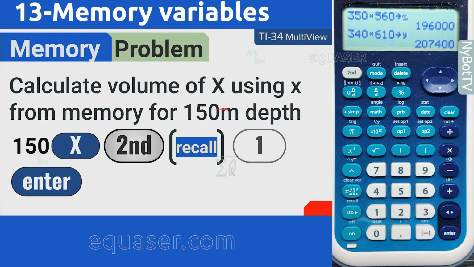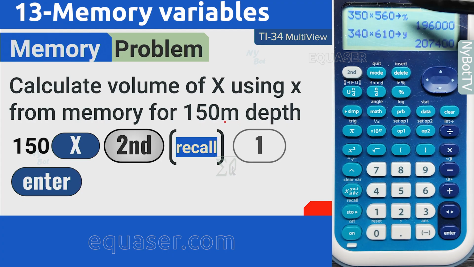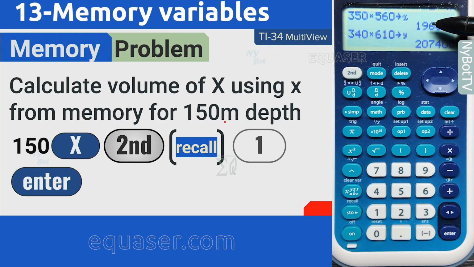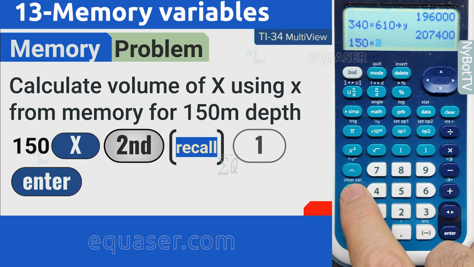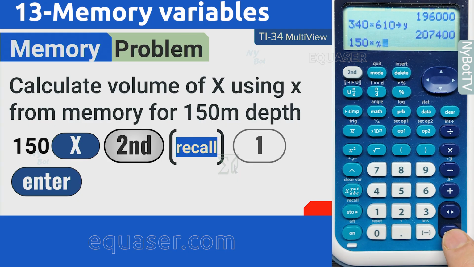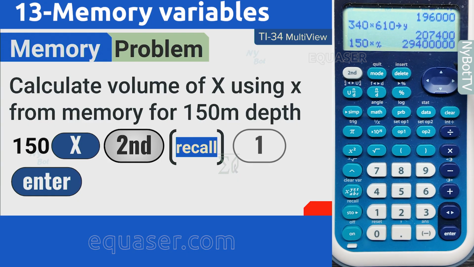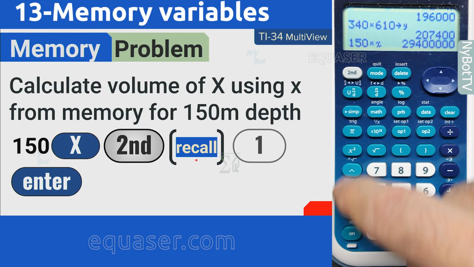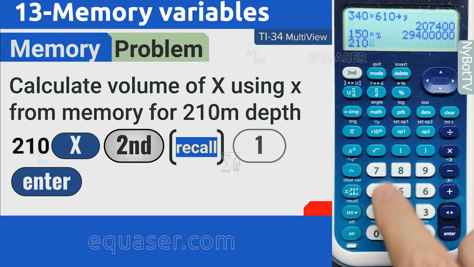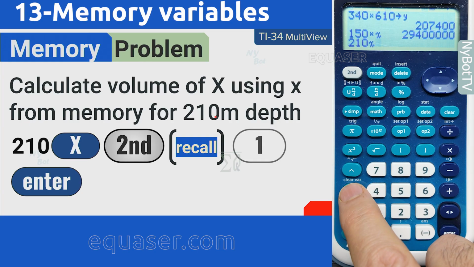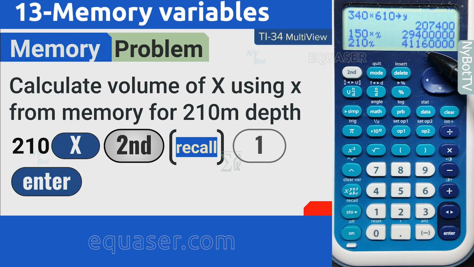Calculate volume of x for 150 meter. So we multiply 150 times this, because this is length and width. If you add one more dimension, it will give you the volume. So we do 150 times this button and x, 1. So that's 29.4 million cubic meter. You could also use recall, which I just showed you. And the same way for the x, let's do 210 x, and that is 41.16 million cubic meter.